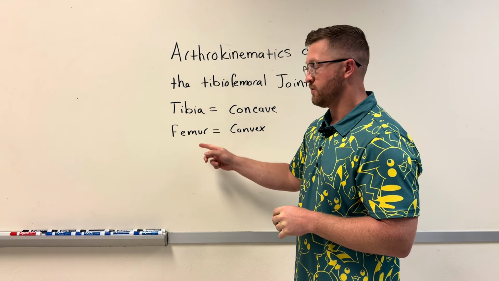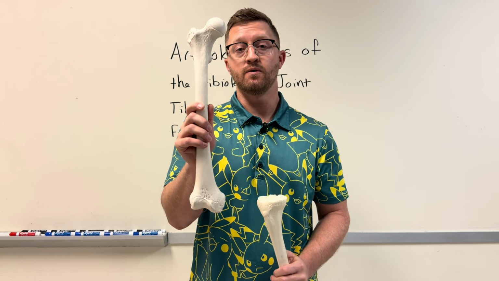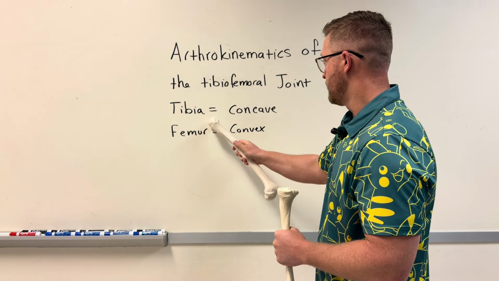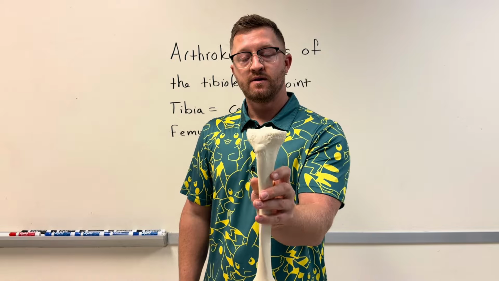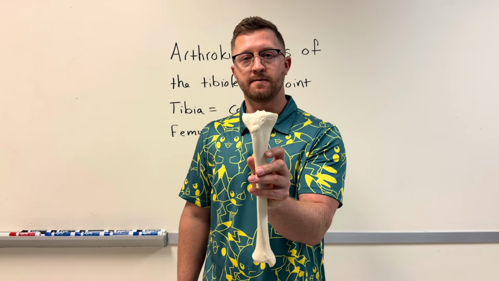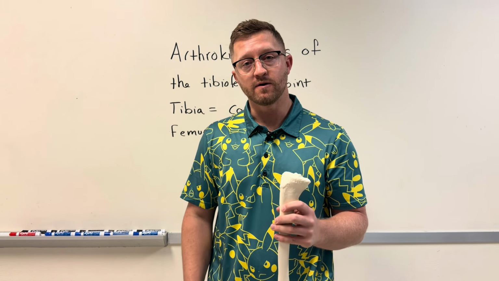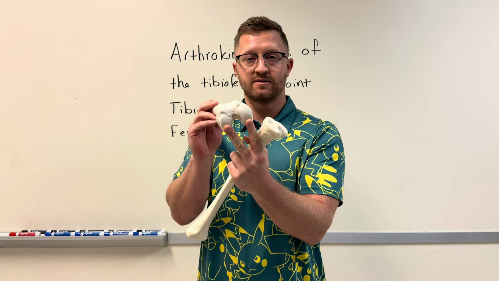We have the tibia, and we also have the femur. So we have our tibia here, and we have our femur, okay? So now that we've identified the two bones, let's look at the shape of those joint surfaces. When we look at the tibia, we see that the tibial plateau is nice and concave. It has a nice little dip for those femoral condyles to sit in. When we look at the femur, we can see the shape of those femoral condyles are convex.